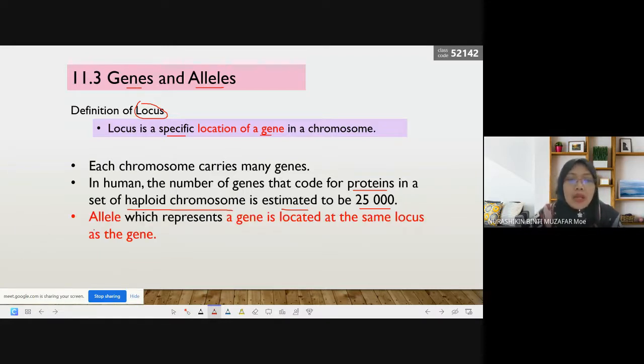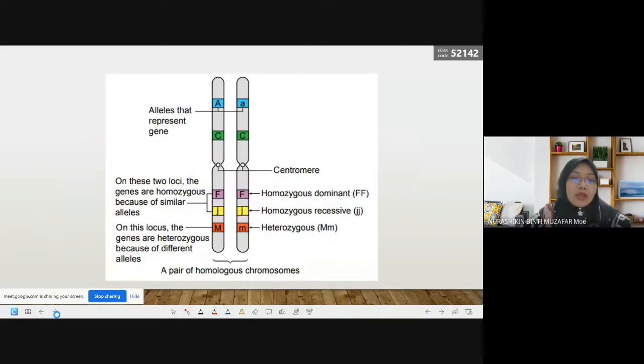So an allele, which represents a gene, is located at the same locus as the gene. So allele and gene are actually the same, except alleles come in pairs. So when they pair at the same locus, it is called a pair of alleles, with an S, a pair of alleles. Actually it is a gene. So if we look at this picture, you will see clearly. Alright, so this is a homologous chromosome. When we see a homologous chromosome, I asked the other day, when can we see this structure in cell division? During what phase?